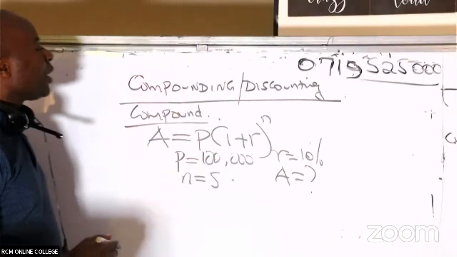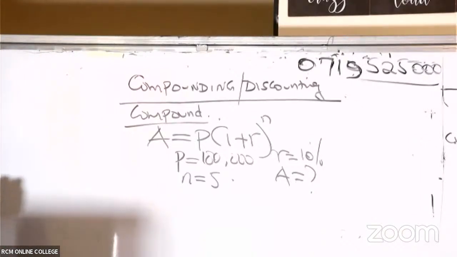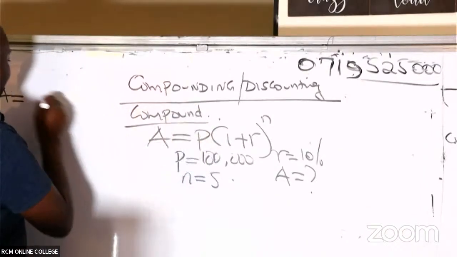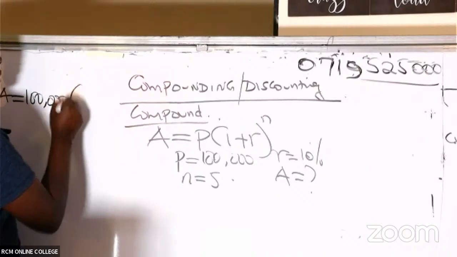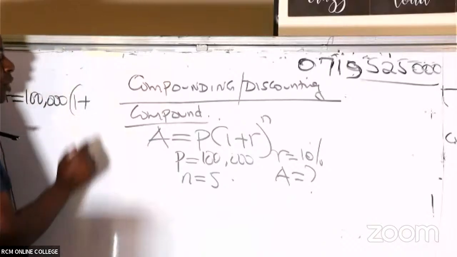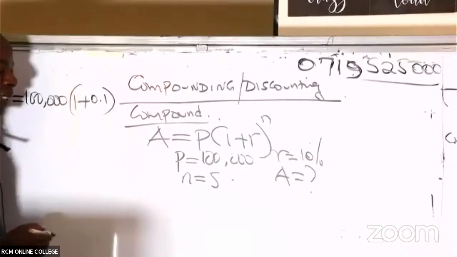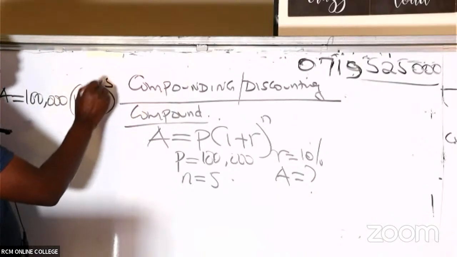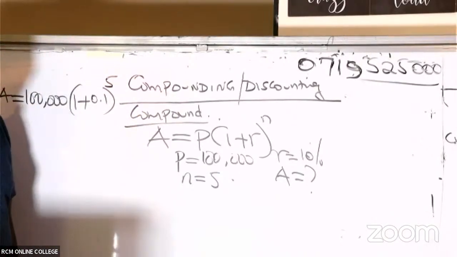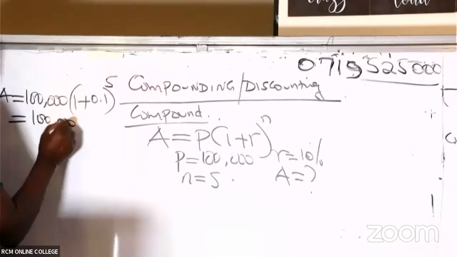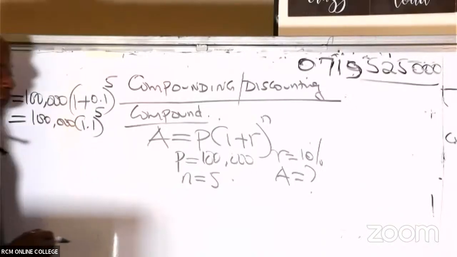Let's straight away use this compounding interest formula. Amount equals principal, what I'm investing today, which is 100,000, into 1 plus r. R is the rate of interest, which in this case is 10%, the same as 0.1. Then raise this to power n, the number of years, which is 5 years. This cascades down to 100,000 into 1.1 raised to power 5.